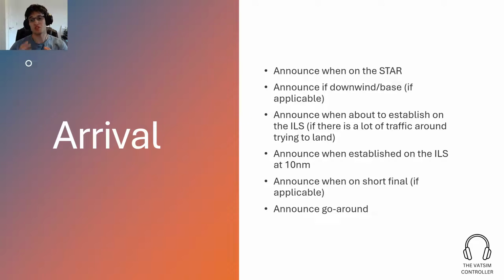And that gives anyone that's also on the Elvos 1M arrival a chance just to register, okay, there is someone behind me who's going to be flying the exact same route, so I need to keep my speed up, sort of thing. Announce if you're on downwind or base. Some STARs take you parallel to the runway, or some STARs require self-vectoring to get onto the ILS. If you're self-vectoring and you're on base or on downwind, try and announce that.